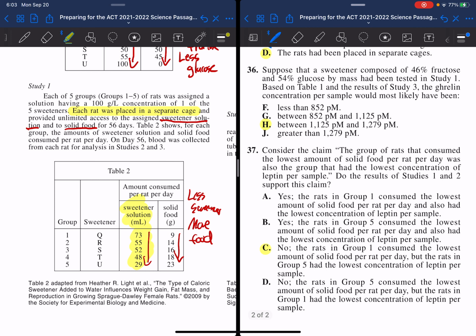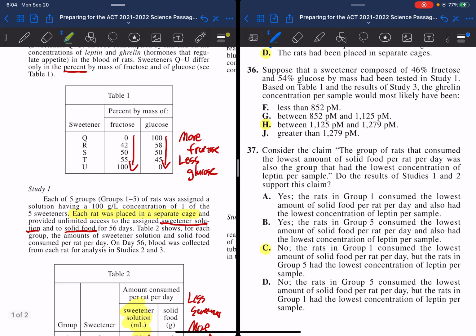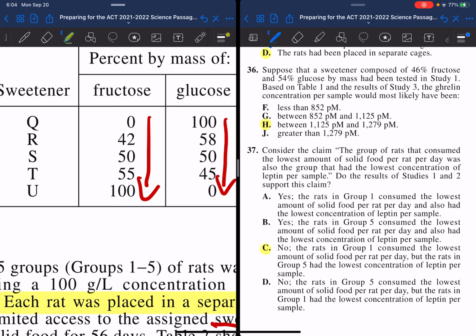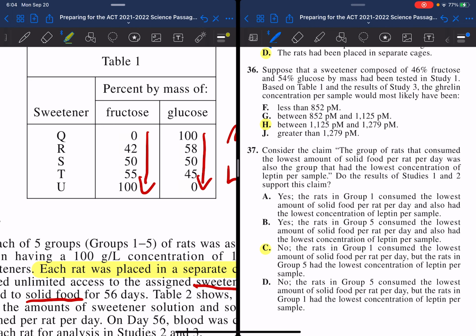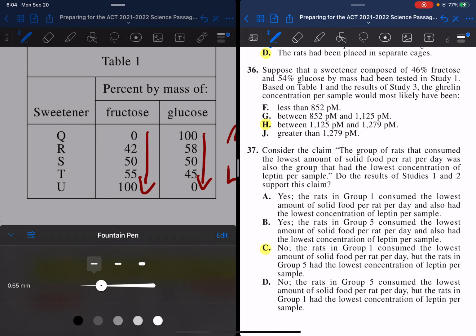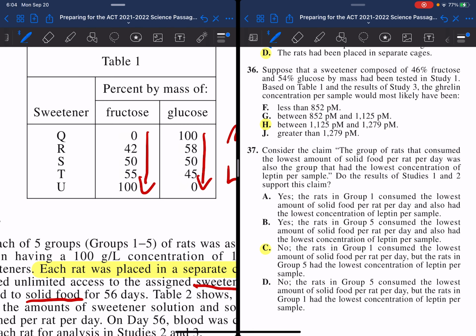36. Suppose that a sweetener composed of 46% fructose and 54% glucose was tested in study number 1. Now, that was actually never one of the 5. So we have to ask ourselves, where would this show up? Well, 46% fructose would be somewhere right here. 46 here, 54. So that's going to be somewhere between R and S.